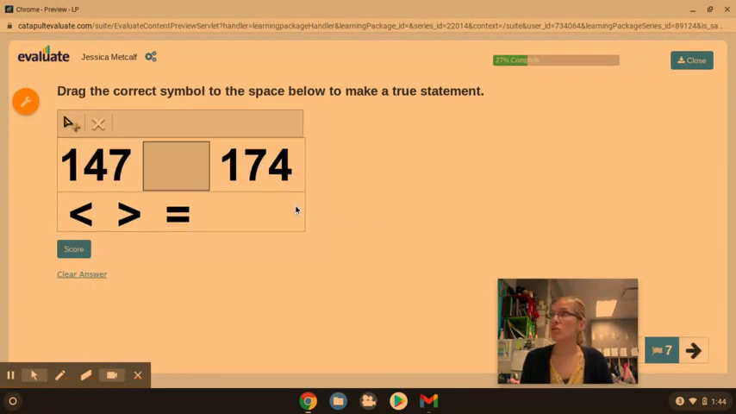We're going to go ahead and move on. All right, you all are so good at this one, comparing numbers. We're going to look at the first digit first, 1 and 1. Those are the same, so we move on to the next one. 4, 7. Okay, which one's bigger, 4 or 7? 7 is a bigger number, so we're going to eat 174.